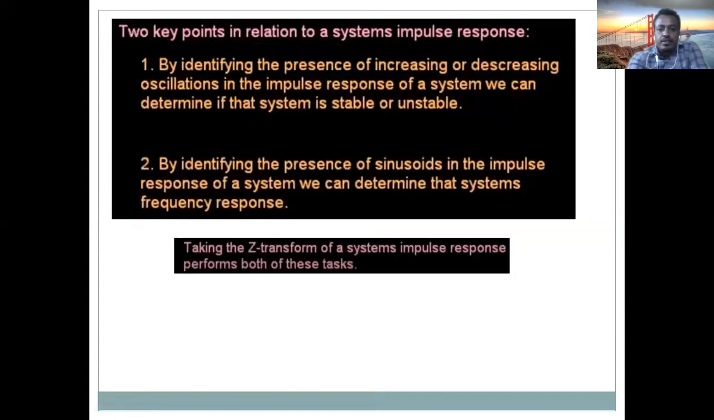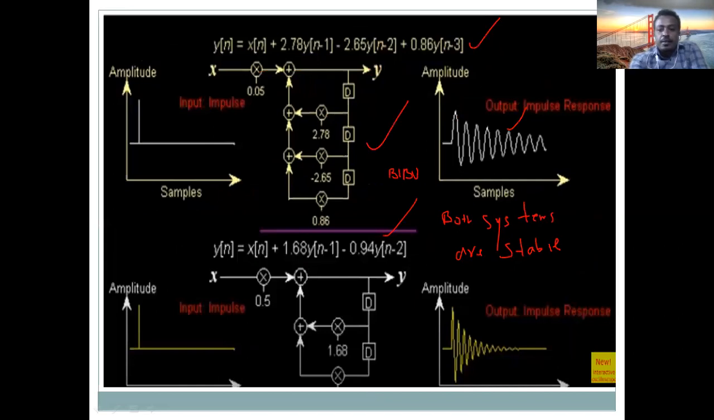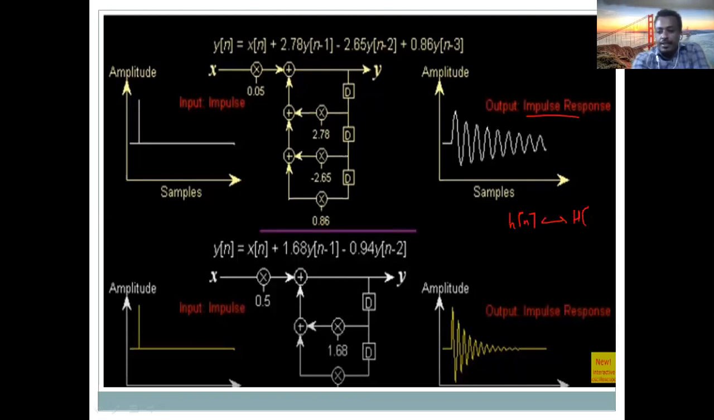Okay. So what can we do using Z transform? We can determine, by identifying the presence of increasing or decreasing oscillations in the impulse response of the system, whether the system is stable or unstable. What does it mean? So in the first case, what type of oscillation exists in the impulse response? If you convert h of n into z domain, it becomes what? H of z, right? As I said, we can transform signals, samples from time domain to z domain. If it is any signal x of n, you can transform it into capital X as a function of z. In this case, h transformed into capital H of z.